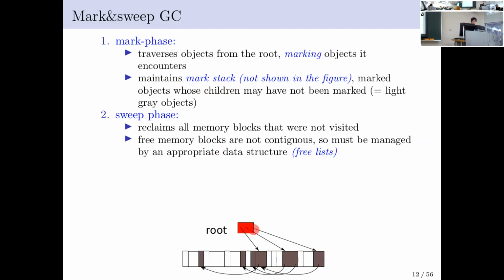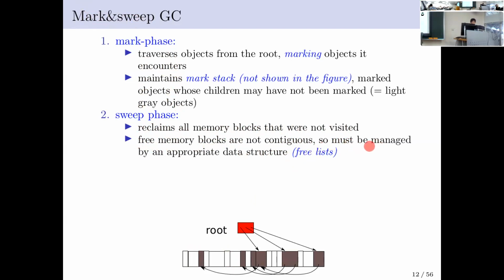But after you have done this traversing, the mark phase, you simply reclaim all memory blocks that have not been marked. So it reclaims all memory blocks that were not visited or marked during the mark phase. One thing to note here is that in the case of a mark and sweep garbage collector, free memory blocks are not necessarily contiguous in general. Here are some free memory blocks, and here's another free memory block.